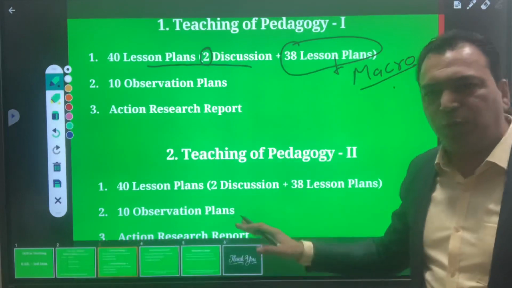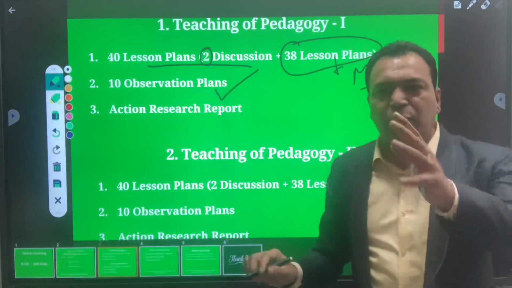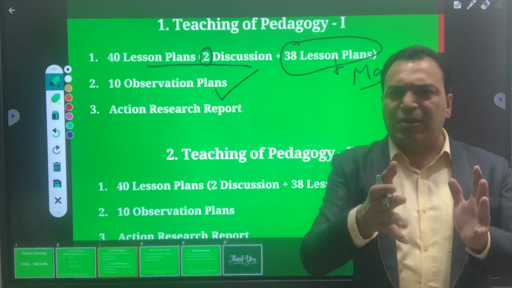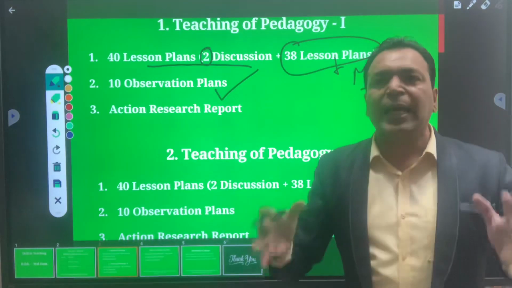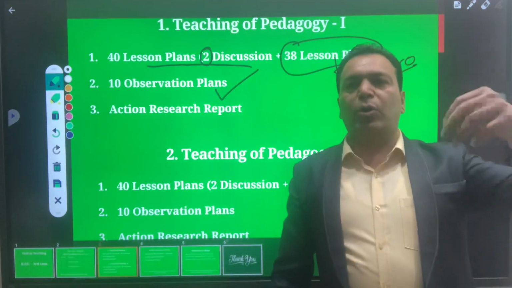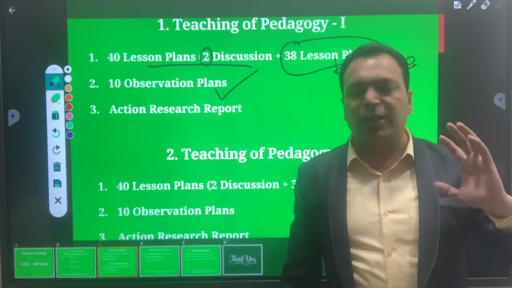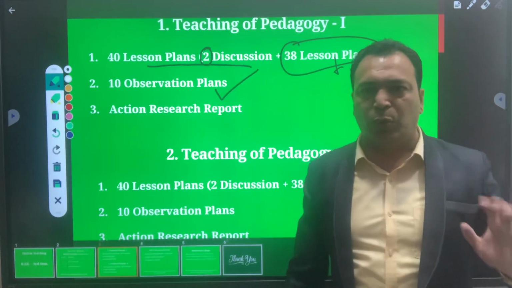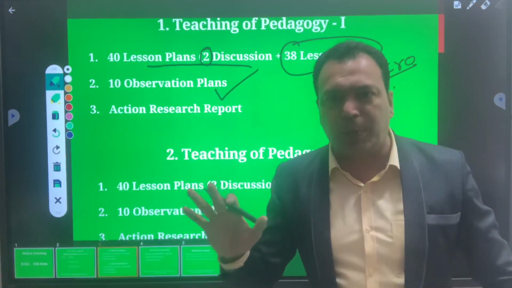Second, guys, you have to check there should be 10 observation lessons in your file. In the back of the files you have written these; these are called the observation lessons. It means, for example, you are teaching your students and another student, behind the chairs, is observing you. This is called the observation lesson. 10 observation lessons should be there.